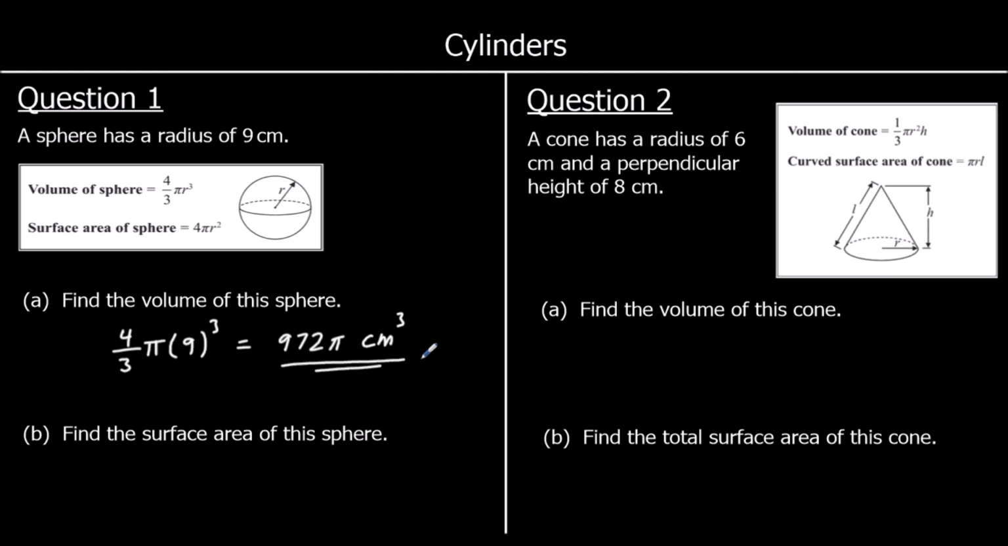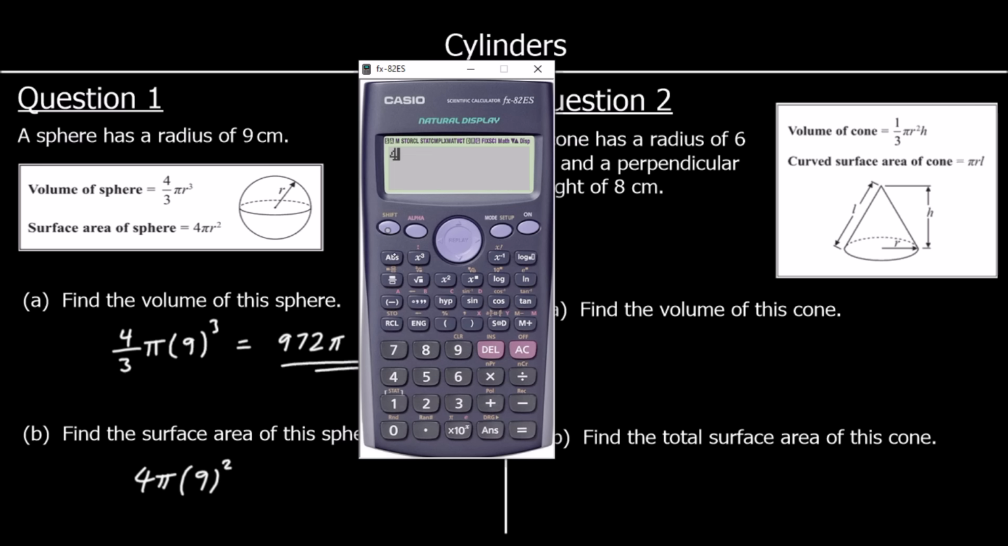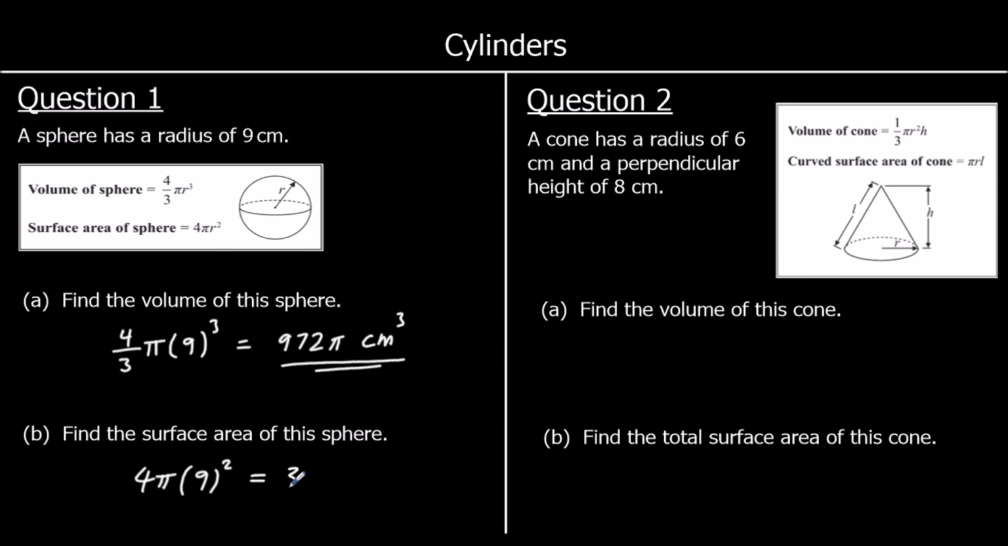Part B, the surface area. So again, we've got the formula 4 pi r squared. So it's going to be 4 pi times 9 squared because r is 9. And we just type it in, 4 pi times 9 squared, and that's 324 pi. And it is in centimeters squared. It's the area, so it's in centimeters squared.